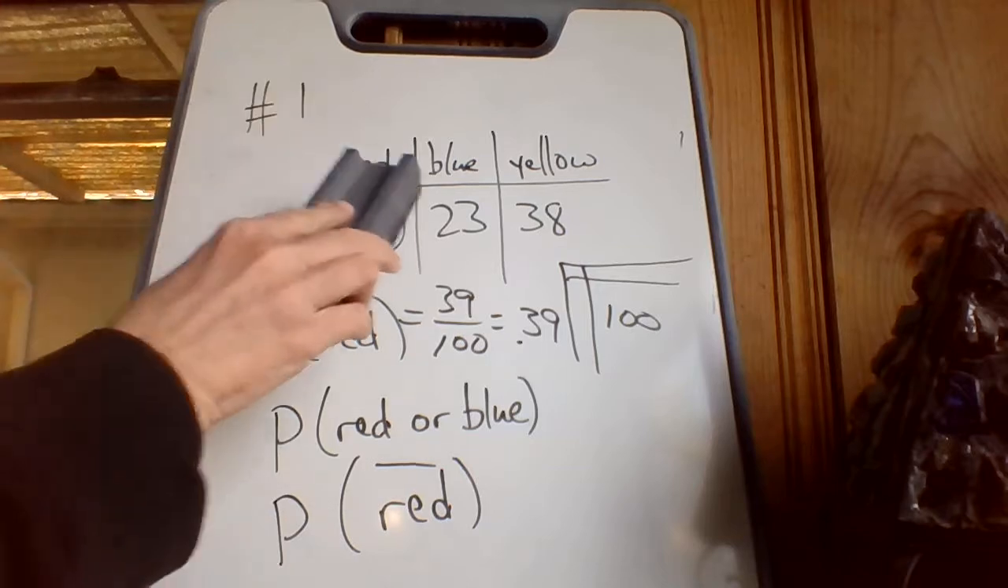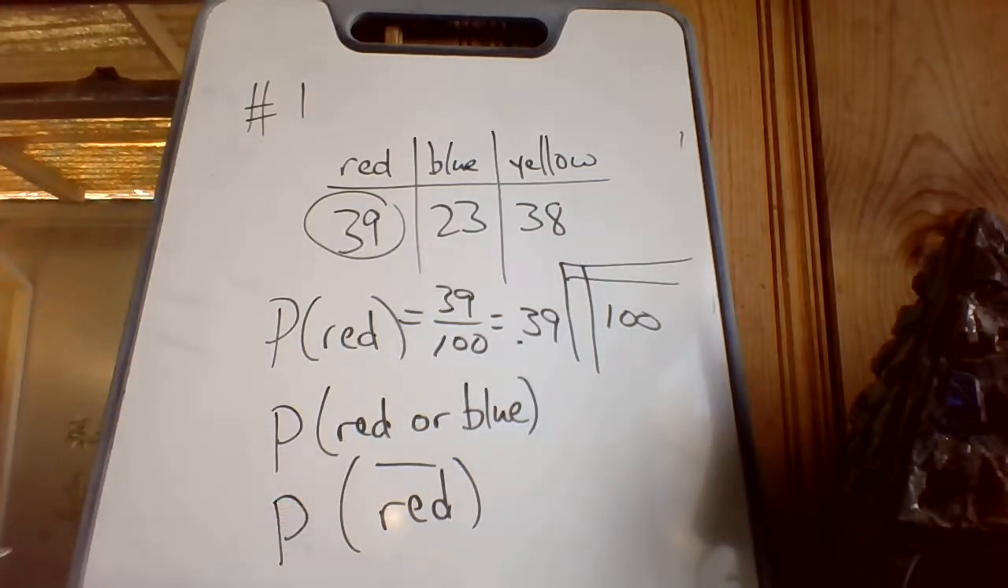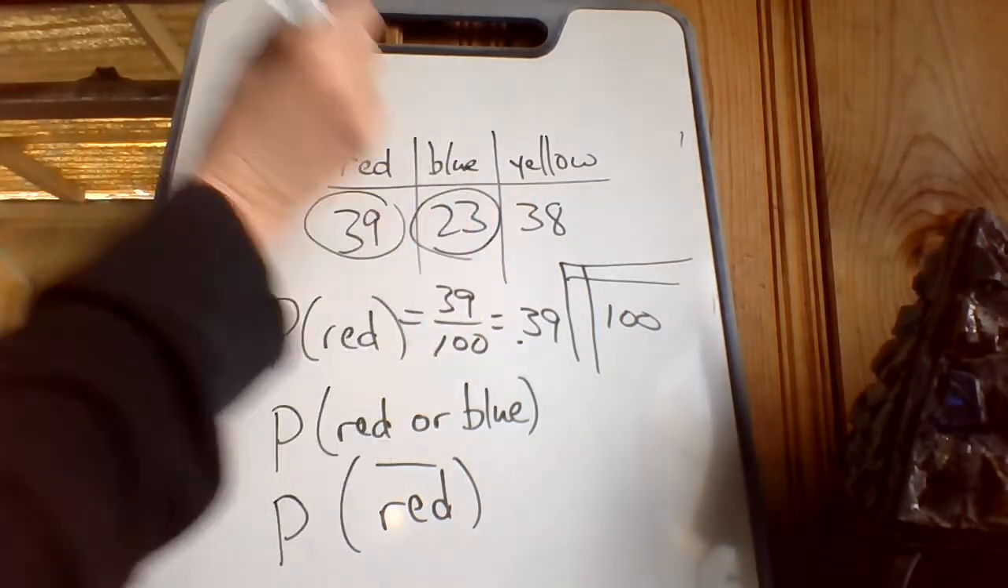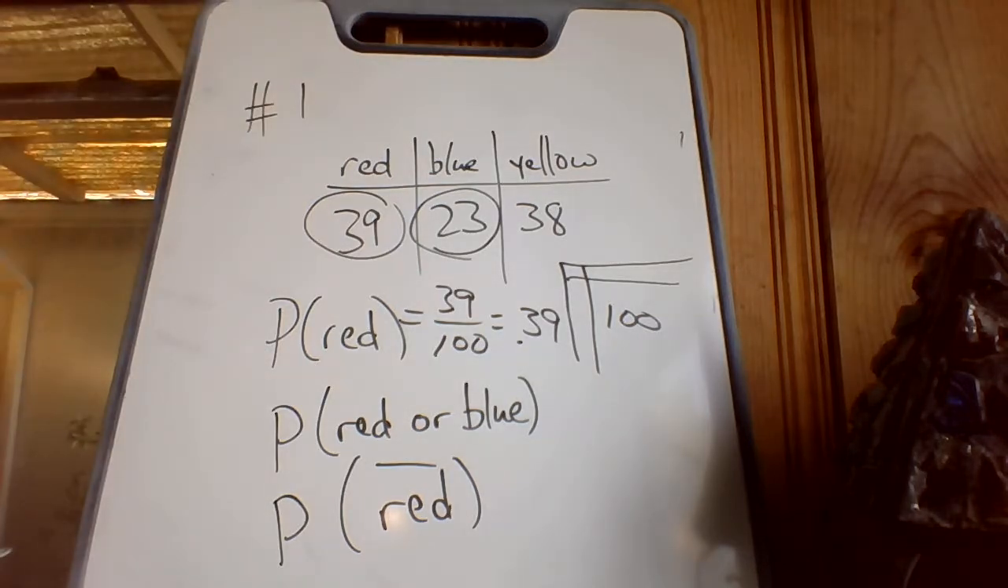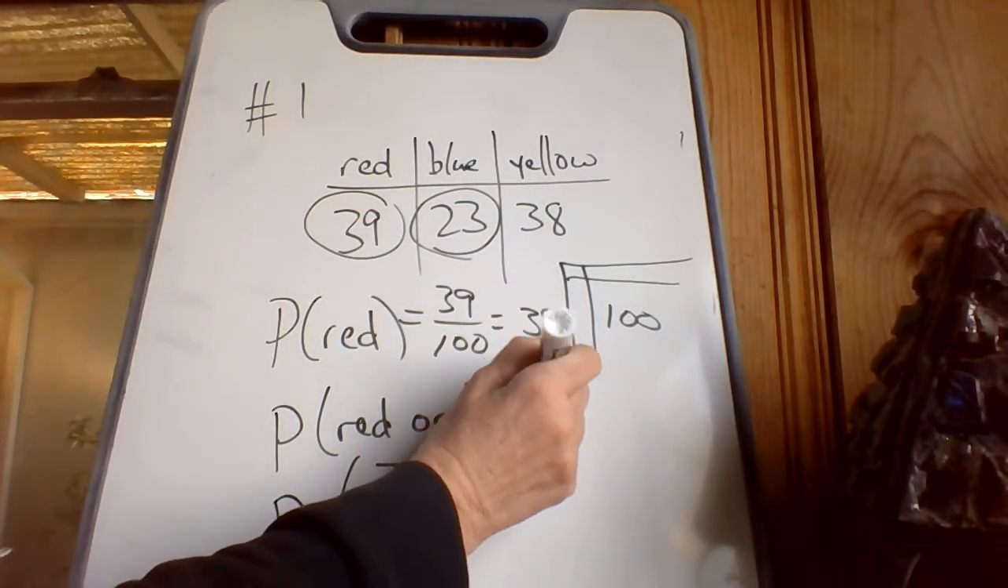All right, moving on to the next question. Red or blue? It just means what it means in English. Red or blue. Go get me something that's red or blue. Okay, it obviously can't be both of them at the same time, but just as long as it's red or it's blue, that'll be fine. So any of those. So that's 62.